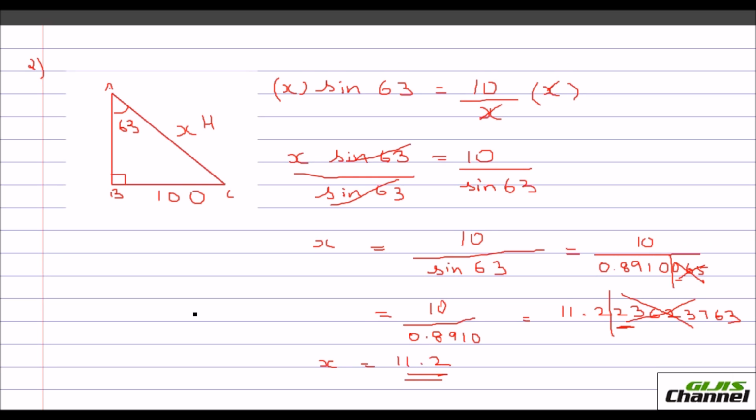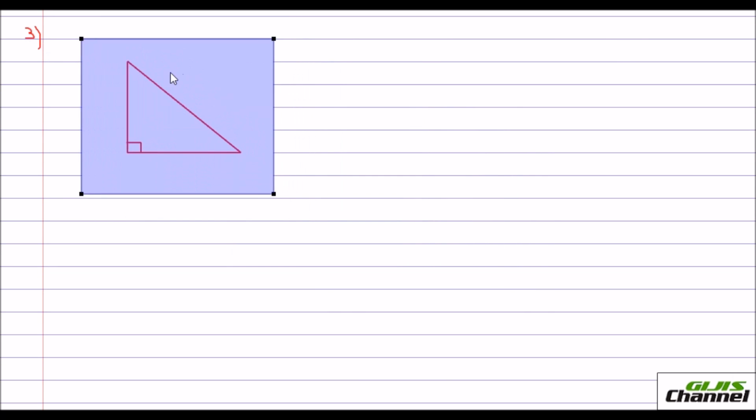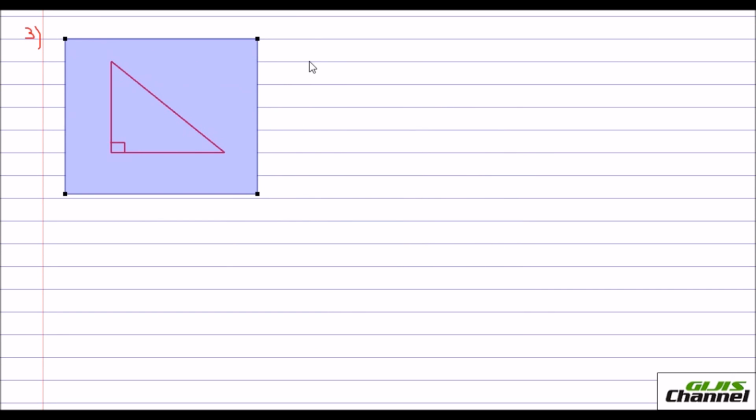So now you have learned how to find the opposite side given the hypotenuse and the degree measure. And the second one we did was how to find the hypotenuse when the opposite side and the angle are given. Now the third one is, how do you find the angle? This time you are going to find out the angle. You need to find out the degree measures.